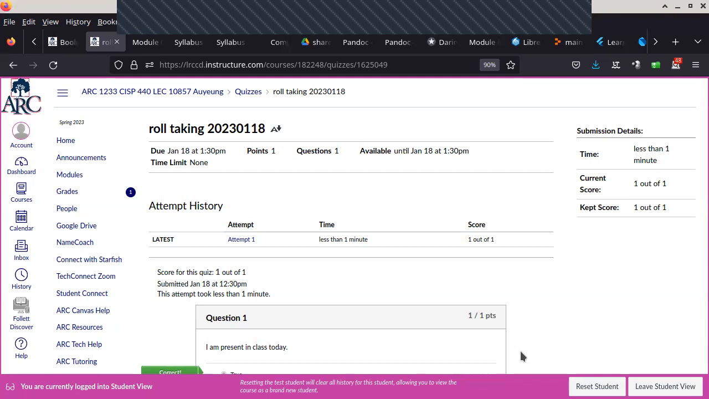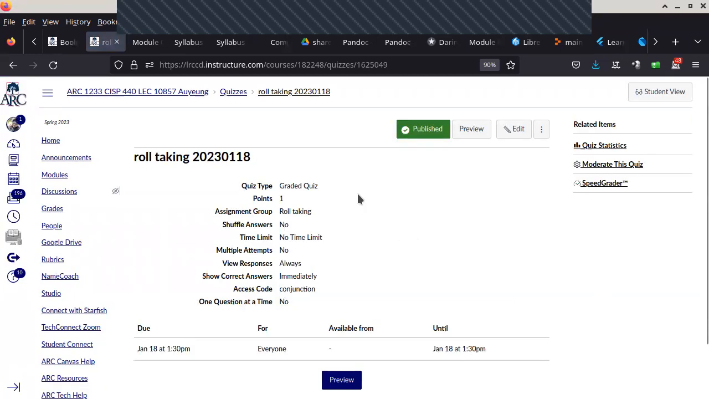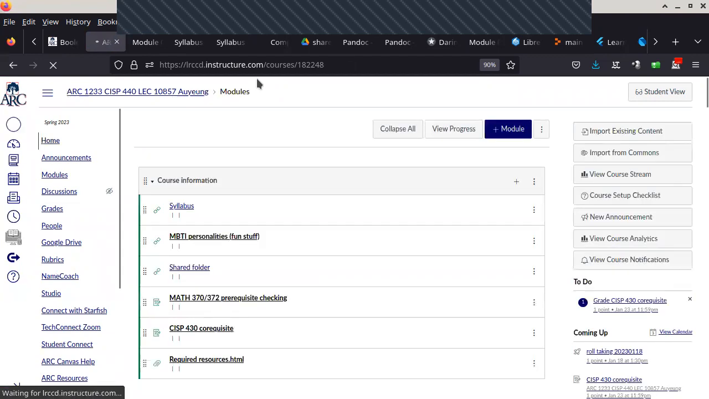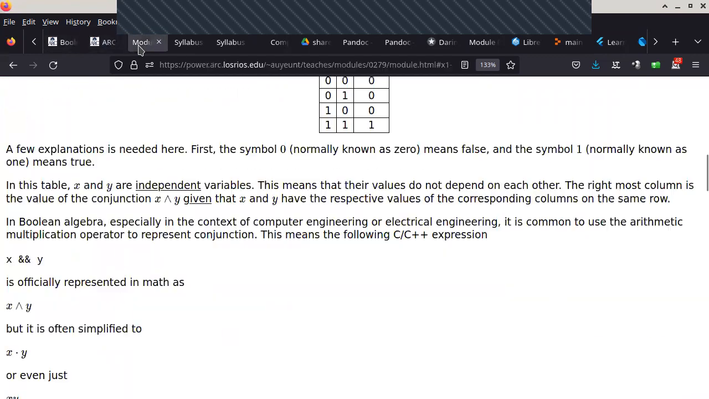Are we good so far? All right. Okay, so I'm going to leave student view, go back to my own view. There we go. And get back to the note.